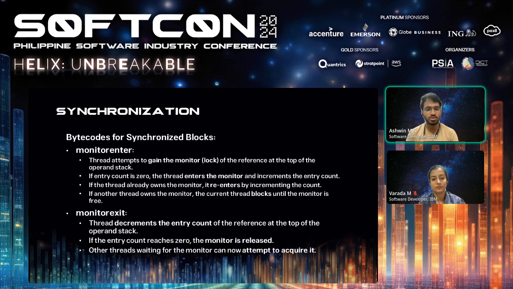Let's say if a thread already owns the monitor, it can re-enter the monitor by incrementing the count again. That is when there are two methods inside a synchronized block. Let's say method 1 and 2 are inside a certain synchronized block, and the thread entered the first method. When it enters the second method, which is inside the synchronized block, it will increment the count again. So the 0 will be converted to 2 once the thread enters the second method. And if another thread owns the monitor, the current thread blocks until the monitor is free, so that no other thread can access the synchronized block.